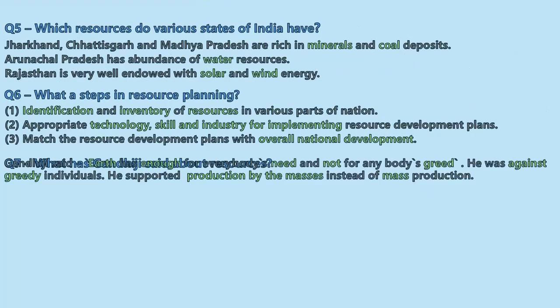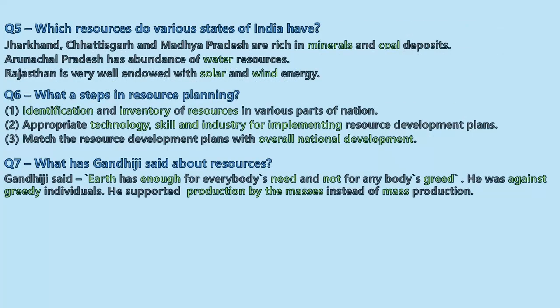What has Gandhiji said about resources? Gandhiji has said the earth has enough for everybody's need and not for anybody's greed, right? So what he was saying is, if people are greedy, the earth doesn't have enough resources. Only if you want to fulfill your need, then the earth has sufficient resources. He was against greedy individuals.